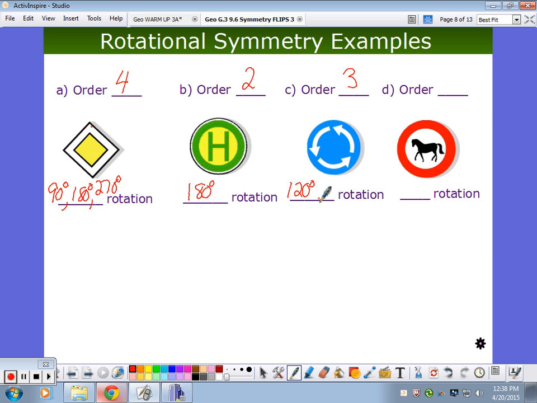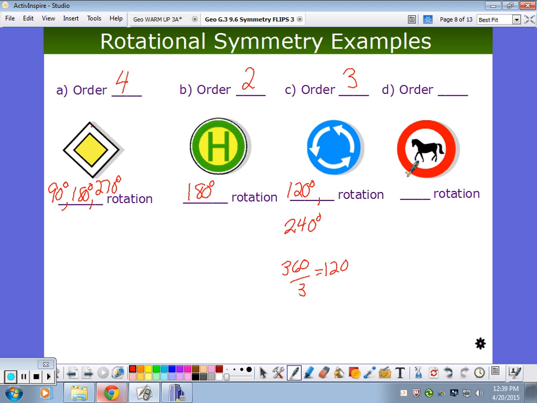Where is this coming from? Where are these numbers coming from? I divide 360 by the order. 360 over 3 is 120. And then I keep adding 120 until I get back to the 360 mark. If I were to add 120 again, I'd be back at 360, which is the same as the 0 position.